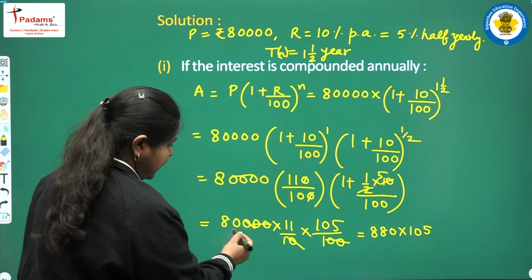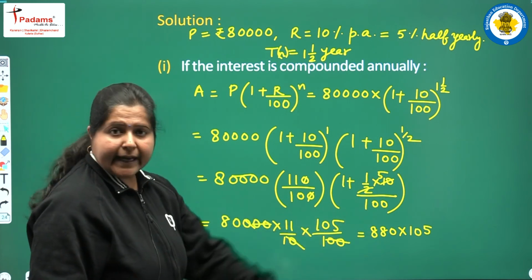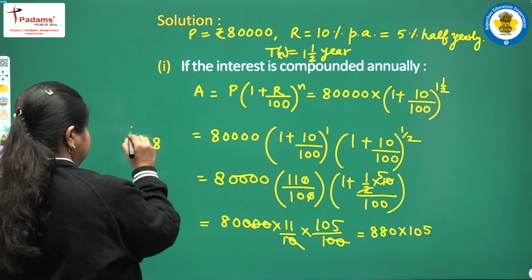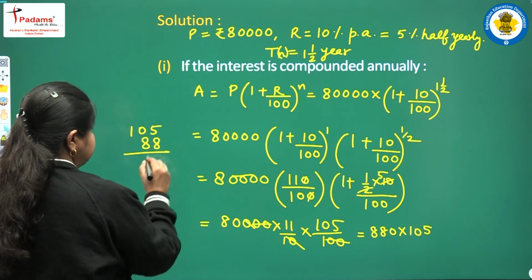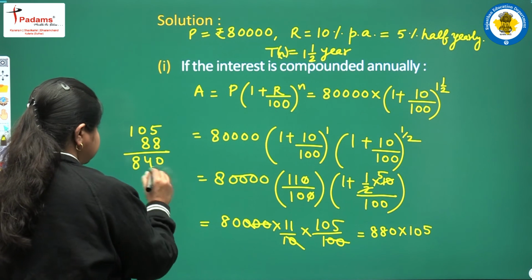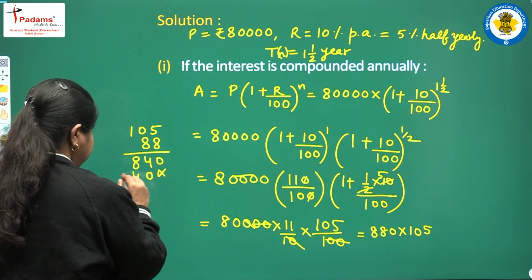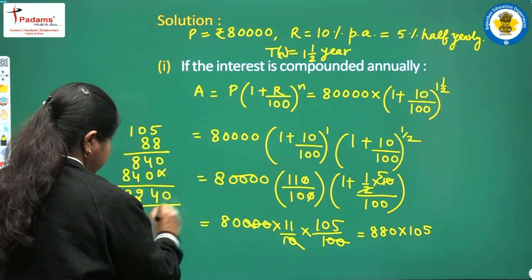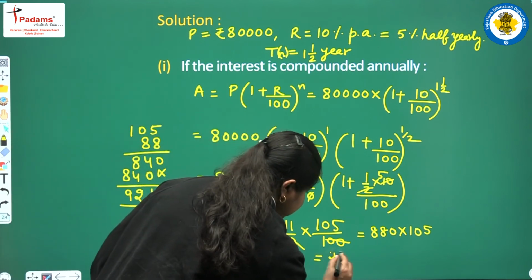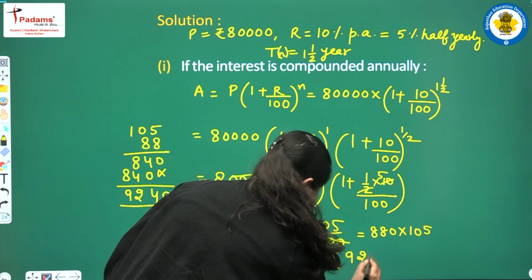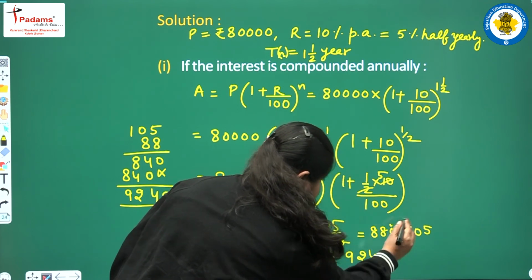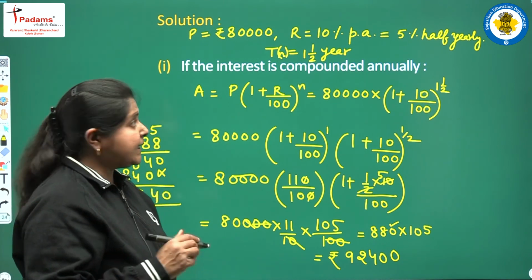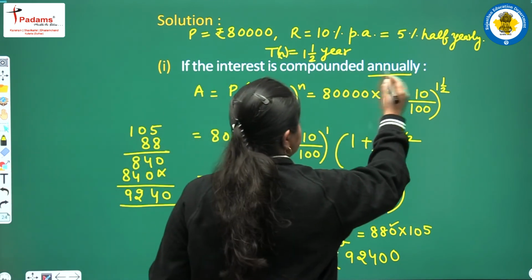देखिए आप 80 into 11 it will be 880 and into 105. Let us multiply 88 and 105. 8 5s are 40, 8 1s are 8. Again 40 and 8. This is 0, 4, 12 and 9. So this will be nothing but rupees 9240 and one more zero, this one. So 92,400. This is the amount in case of annual computation.